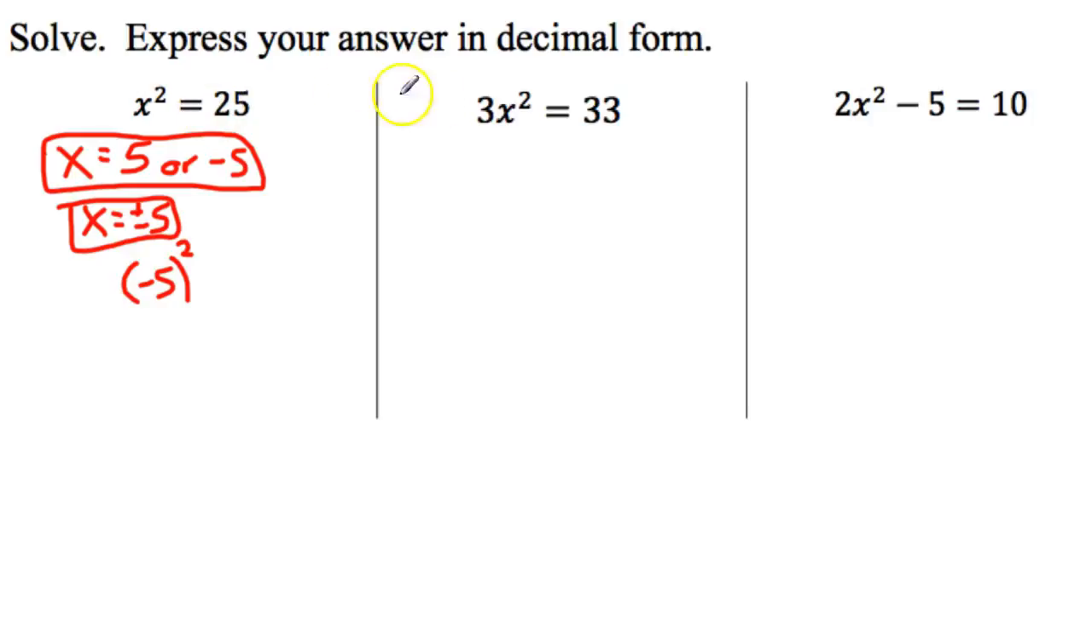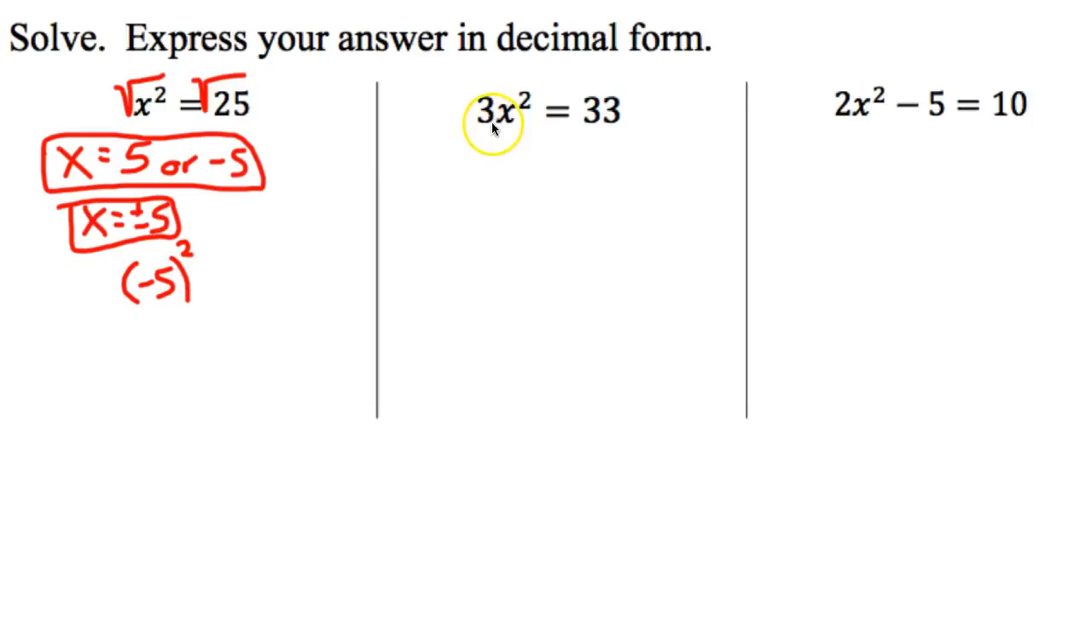There's a lot of other questions similar to this, so let's solve them. When you have x squared, to get x by itself, you always do the inverse operation. The inverse of something being squared is the square root. And when you take the square root, your answer is going to be plus or minus 5.